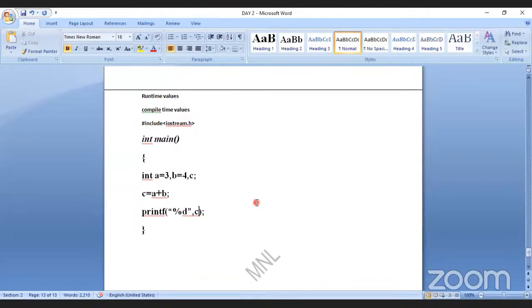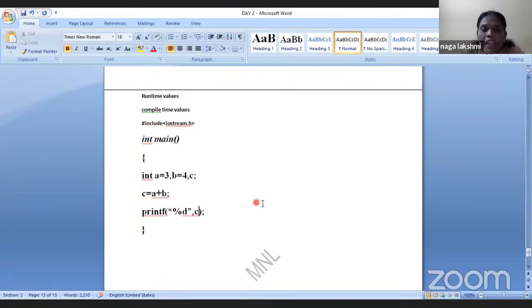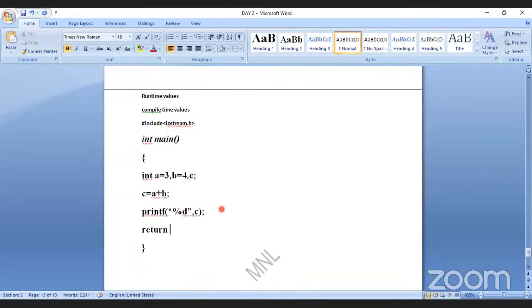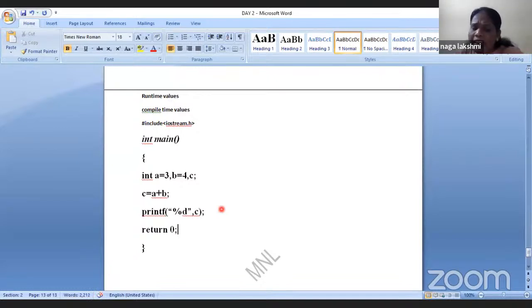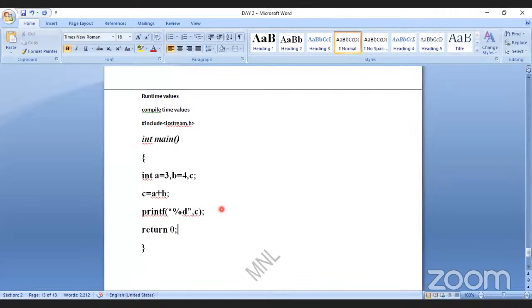Okay, I completed my program. If you feel that it is a successful termination, what do I have to write here? Return 0 or return 1? Return 0, ma'am. Very good. Successful termination of a program. If I write return 0 or if I don't write it, nothing happens, but it is good practice to write it. Okay, I have completed this program. If I do compilation, what is the output I get? 7.